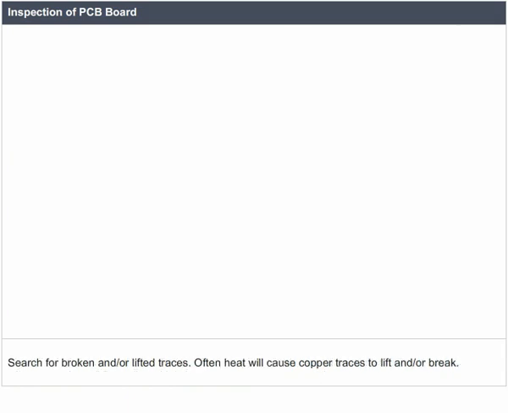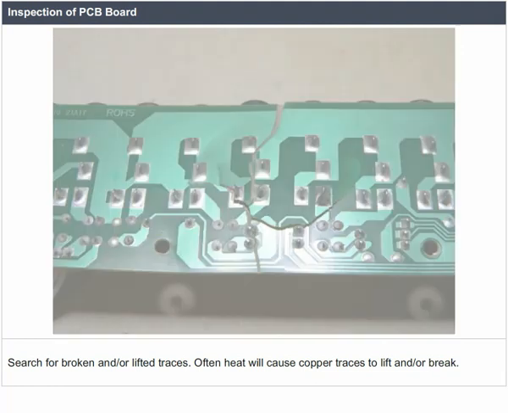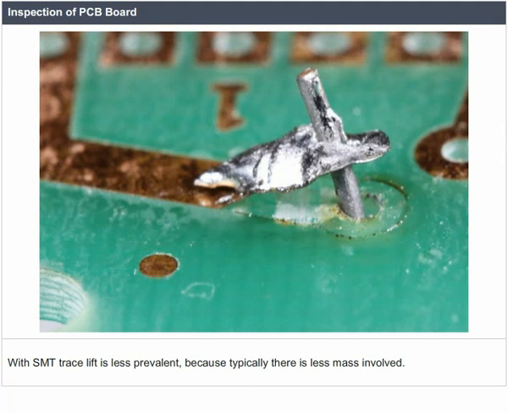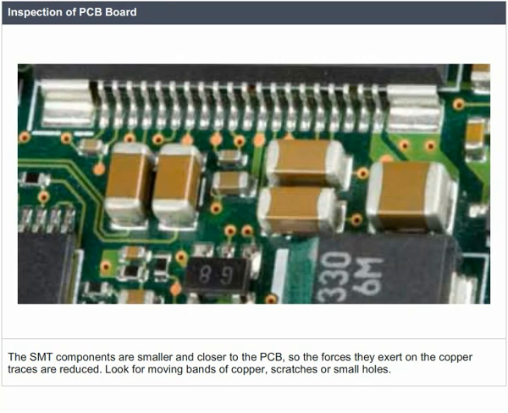Search for broken and or lifted traces. Often heat will cause copper traces to lift and or break. With SMT, trace lift is less prevalent because typically there is less mass involved. The SMT components are smaller and closer to the PCB, so the forces they exert on the copper traces are reduced. Look for moving bands of copper, scratches, or small holes.